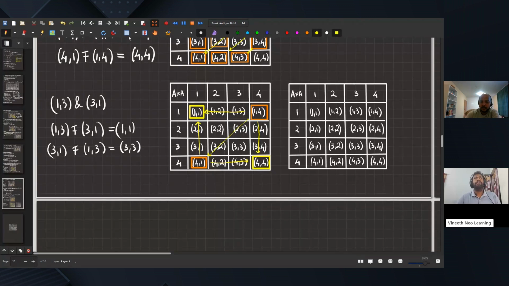Again, those things form a box here. 1 comma 3 and 3 comma 1. These possible products are forming a box, 3 comma 3 and 1 comma 1. Okay, meaning this is like a, there is a kind of interesting pattern here.